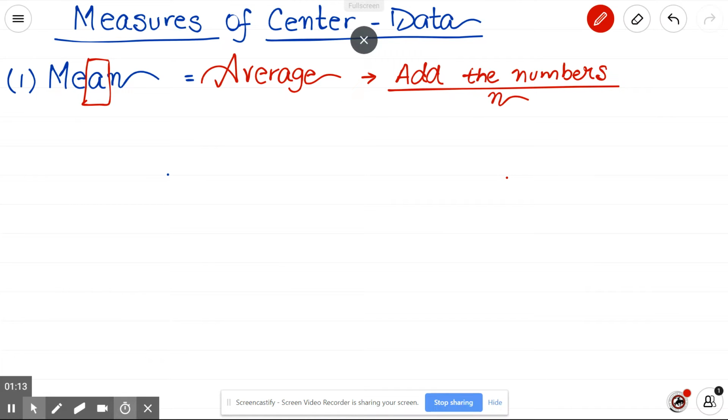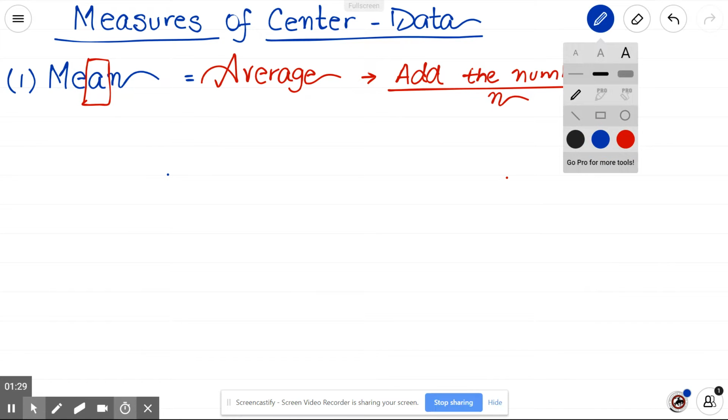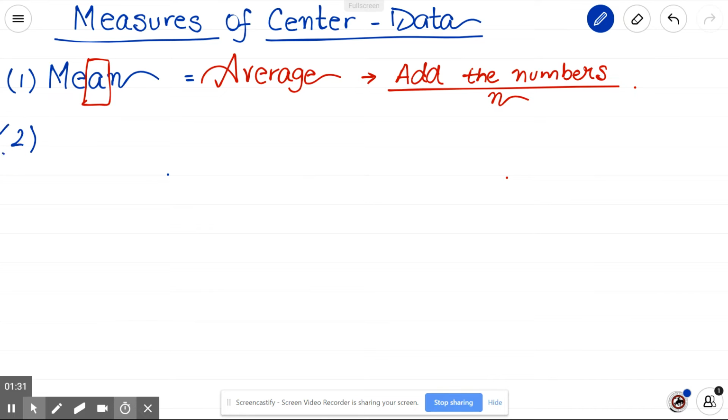So, for example, you have a lot of test scores or heights of people. After adding them and dividing by the number of people you have, the average or the mean will tell you on average what is the height of the group of people that are available with you. All right, next up, we will have the second one called a median.